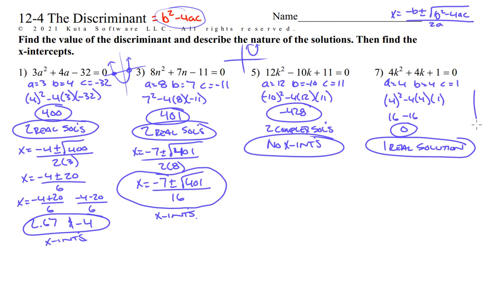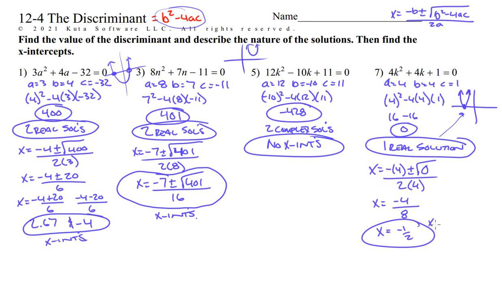Since it's 0, we know we have one real solution. What's going to happen when it's 0 is, I don't know exactly where it's going to hit, but it's going to come down and just bounce off the x-axis at one spot. That's why this is just one real solution. So let's find out where that one spot is. X equals, plug it into the quadratic, negative 4 plus or minus the inside, which we already figured out is 0, all over 2 times a, which is 4. So we get x equals negative 4 plus or minus 0, which doesn't do anything, over 8. So it's going to intersect at negative 1/2. That's our x-intercept, negative 0.5.